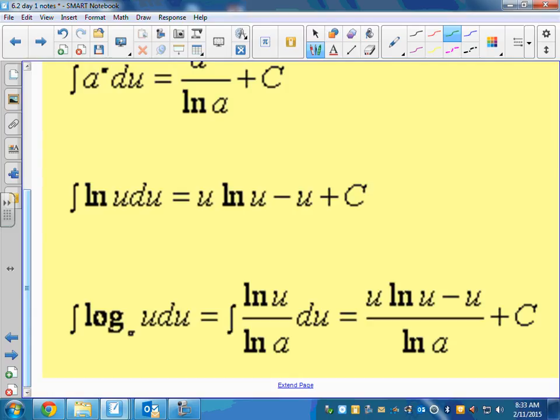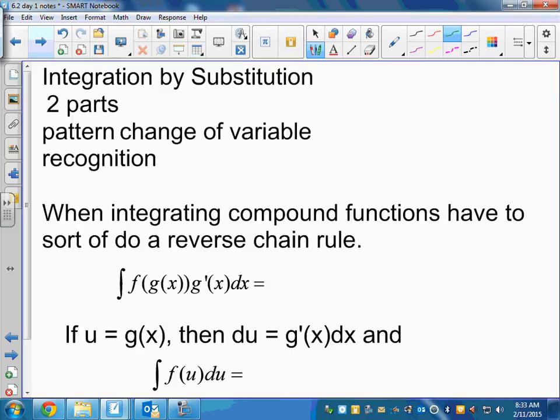But here's the big thing for today. We want to talk about integrating composite functions. So I kind of just wrote a lot of stuff here, which means I shouldn't have printed these for you so that you had to write them out. But we're going to talk about integrating composite functions, and we call that integration by substitution. And really there's 2 things that you have to look for. You have to look for changing your variables. So if we're going to do a u substitution, then everything has to change in terms of u. So your dx has to change to du. And so that's what I mean by the pattern change of variable.